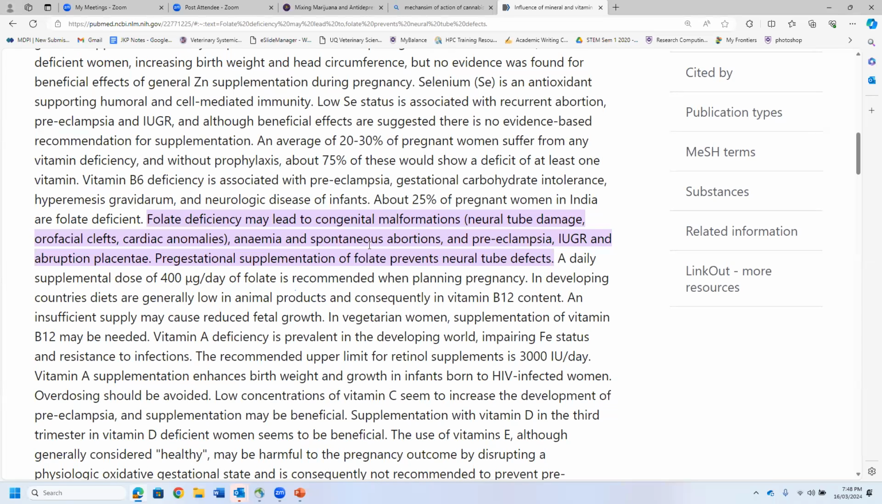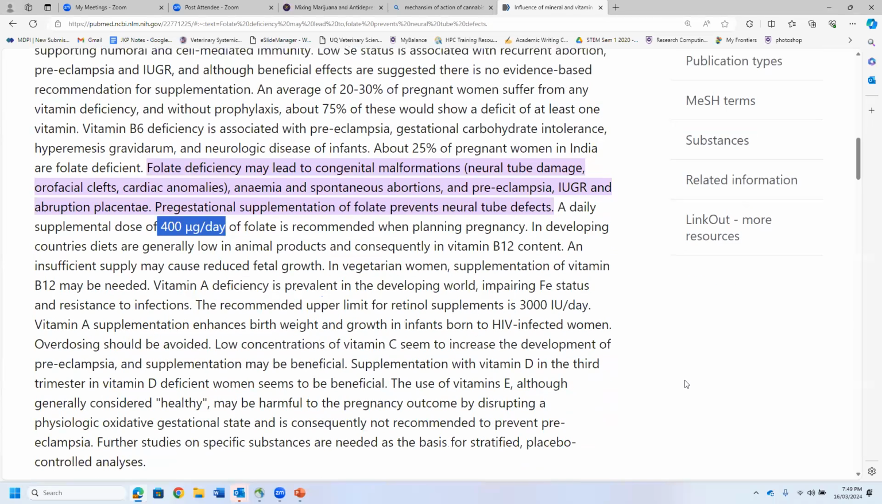Folic acid or folate deficiency leads to congenital malformation, which is neural tube defects. It can also lead to orofacial clefts like cleft palate and cardiac anomalies, anemia, spontaneous abortion, preeclampsia, IUGR, and placental abruption. So very, very important. Overall, not only in Australia, worldwide, it's recommended that you give a patient 400 micrograms per day of folic acid, especially in the first 3 months.